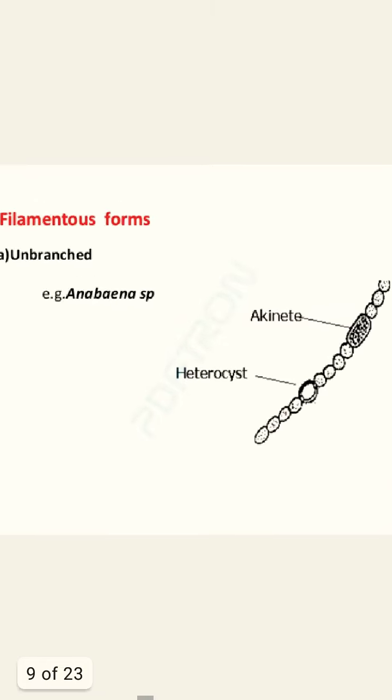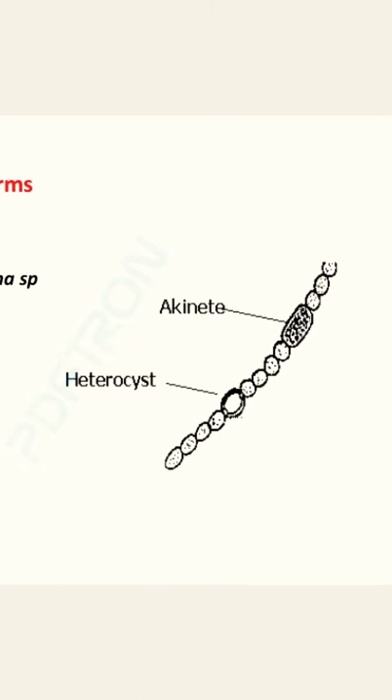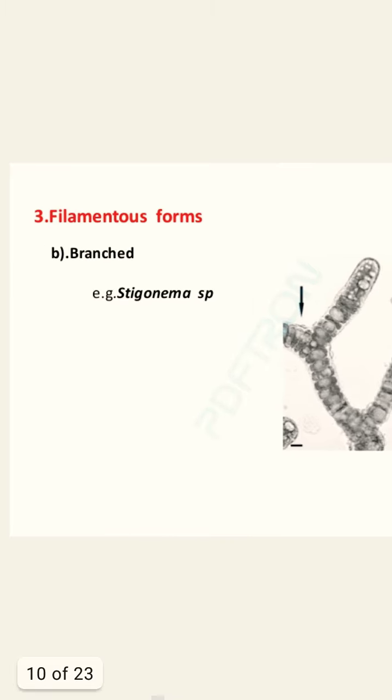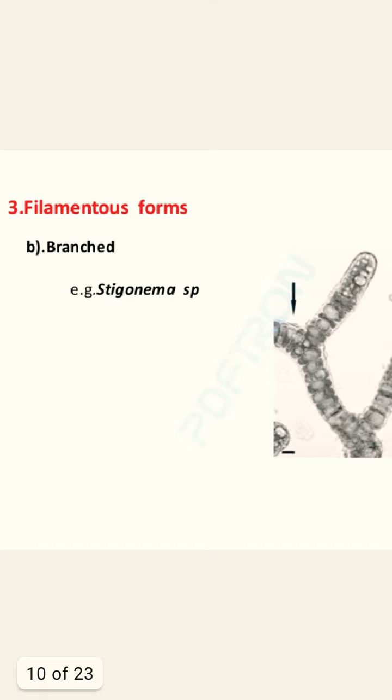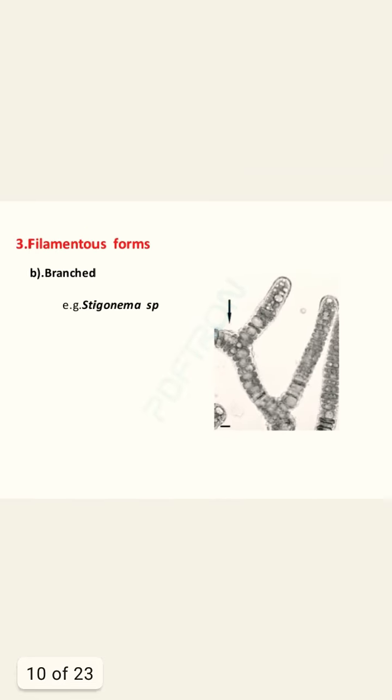This is a nucleotide shape. Filament forms. Unbranched, Anabaena sp. Heterocyst. The whole shape shows heterocyst and the full shape nucleotide shape spores show akinetes. Filament forms branched. First of all branched, second is unbranched. Stigonema sp. This is rounded shape.